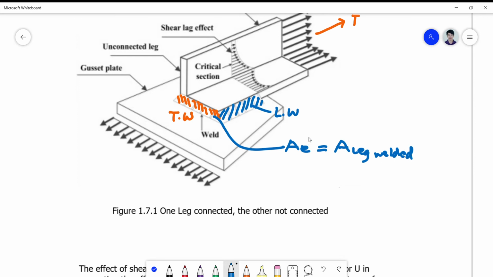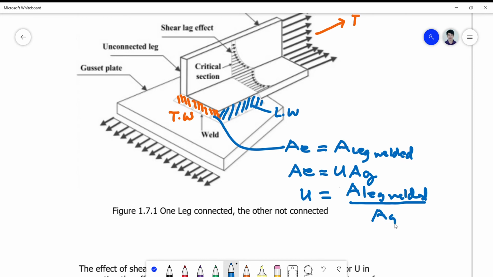So in this manner, you can now solve for the coefficient U. Since this is a welded connection, there's no hole, so use the gross area. My U here is simply a ratio of your area of leg welded divided by AG. Okay, so this is how you compute the reduction coefficient for transverse weld.